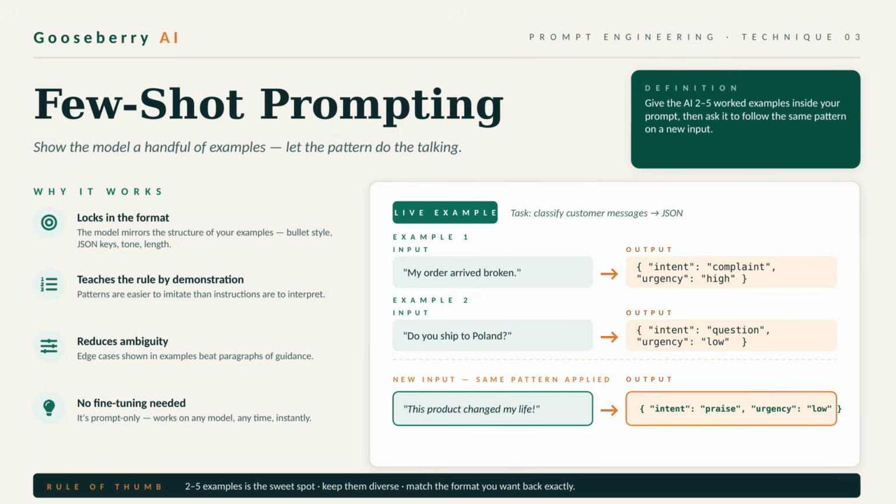Next up, we are going to look at few-shot prompting, a technique where you show the AI examples of exactly what you want before asking it to do the task.